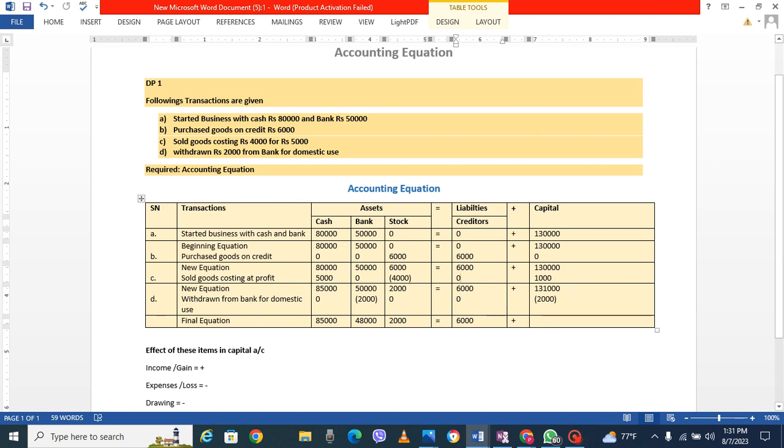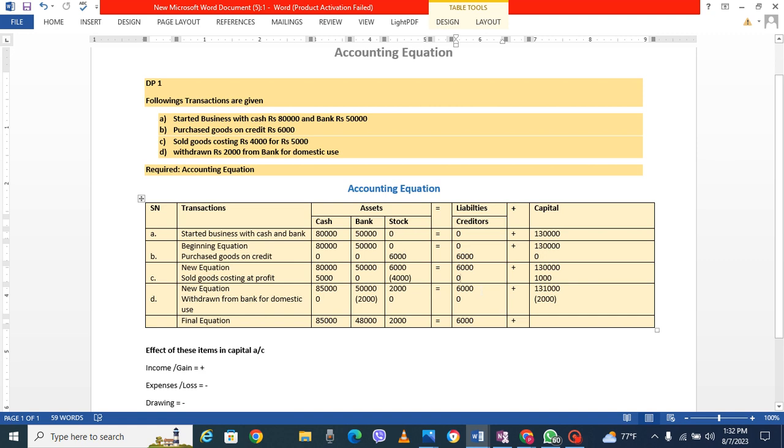And the final transaction is that withdrawn rupees 2,000 from bank for domestic use. So that means this is drawing. So whatever you withdraw from bank or from business for a domestic purpose, that is drawing. So now in this transaction we have withdrawn from bank. That means bank would be minus. So we have deducted 2,000 from bank, and this has no impact on cash. So that is written 0. There is no impact on stock as well. So that's why I have also placed here 0.